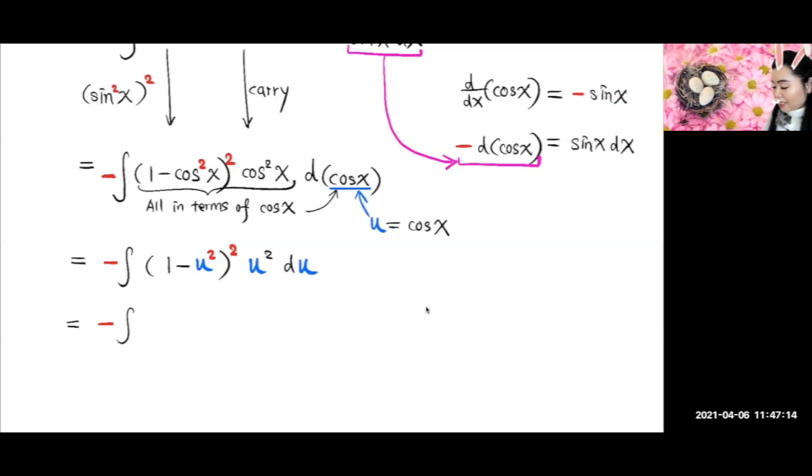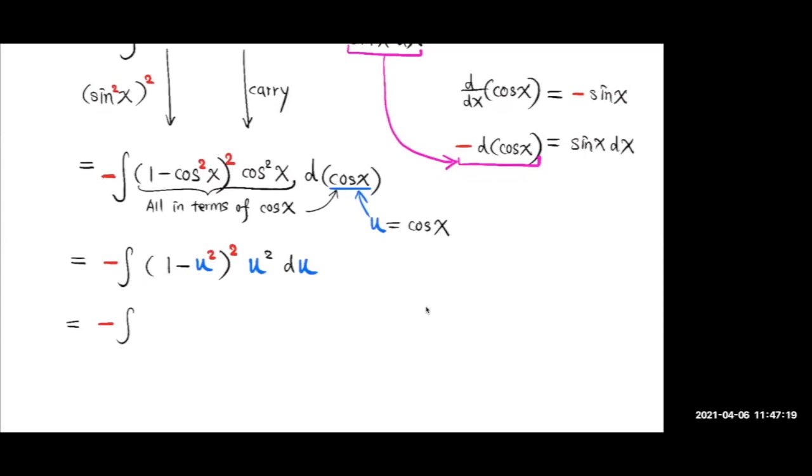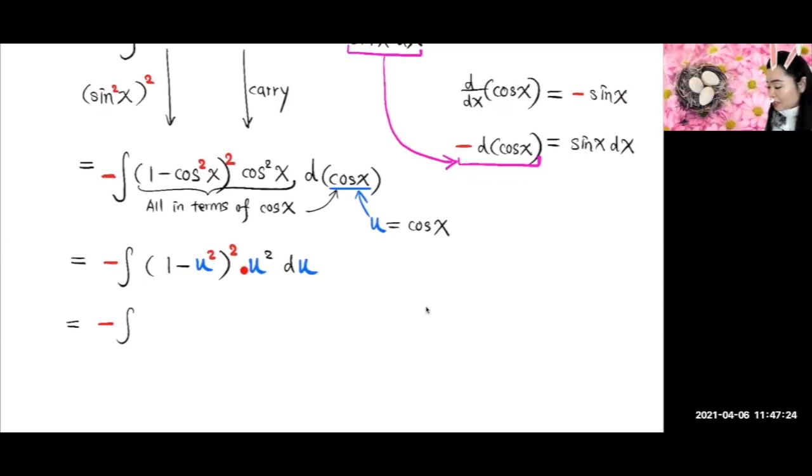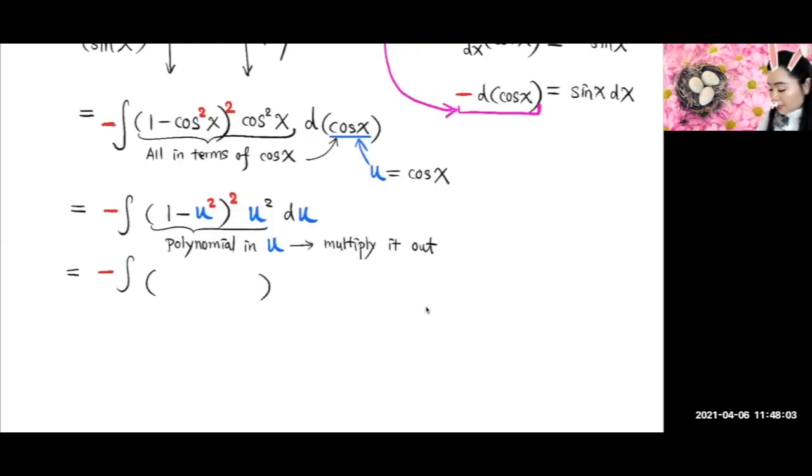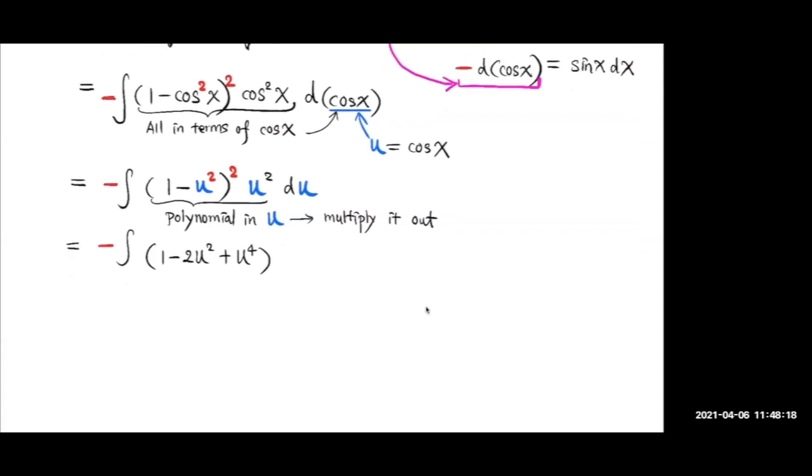The next step is, for this integrand over here, you just want to multiply this out term by term, so you can integrate term by term. This is a polynomial in u. So to multiply this out, square this, use the perfect square formula. Tell me what you get. 1 minus 2u squared plus u to the 4th power. Yes, you got it.